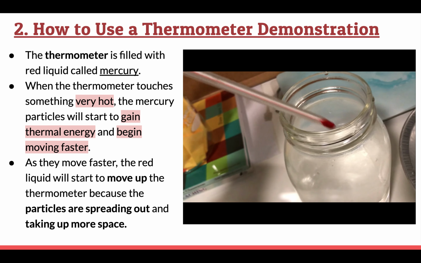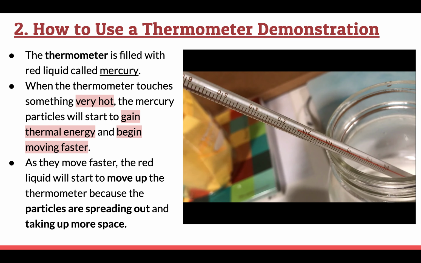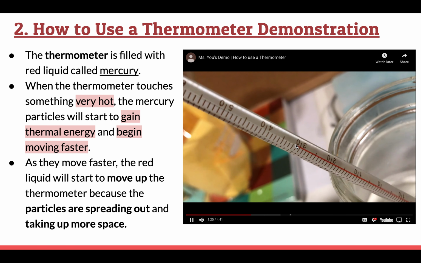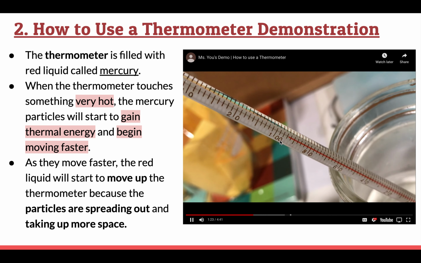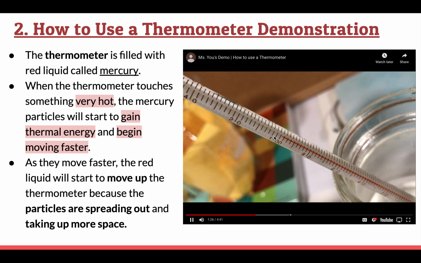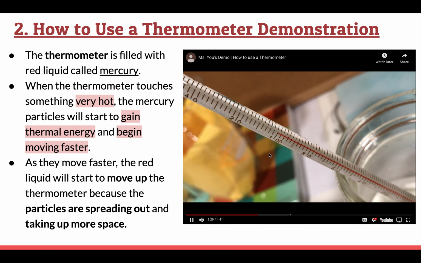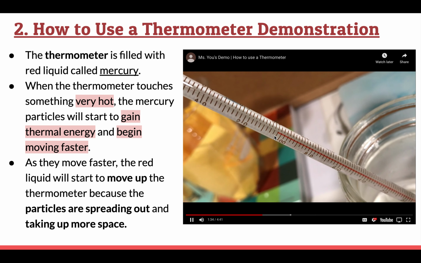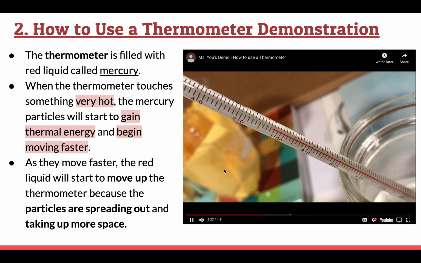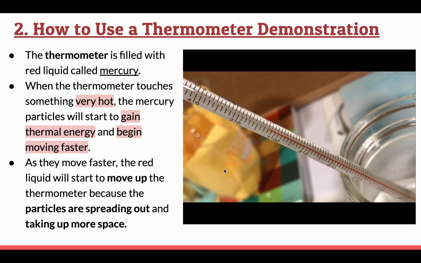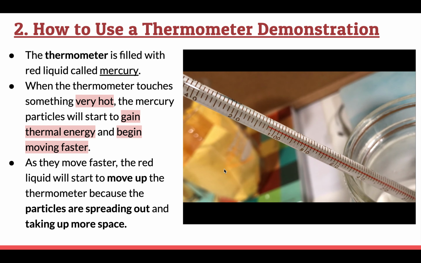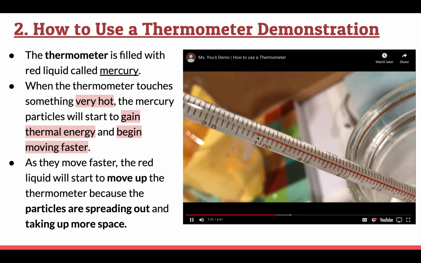So for example, right now, here in this jar, I have hot water. So if I put this inside the hot water, I'll show you what happens to the mercury. So as you can see, the red mercury is going up, it's increasing because the temperature of the hot water is being measured. And remember, hot water has particles that are moving around very fast. So as thermal energy from the hot water is transferring to the mercury in this thermometer, it makes the particles in the mercury move around faster, and they start to expand and take up more space. So that's why that red mercury moved up.